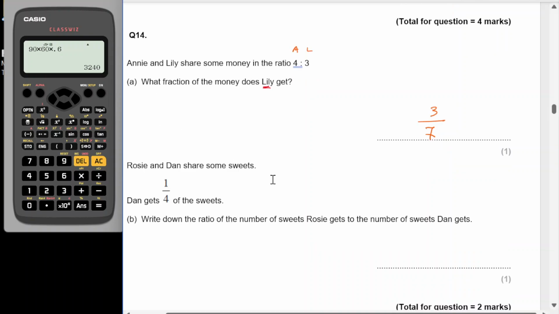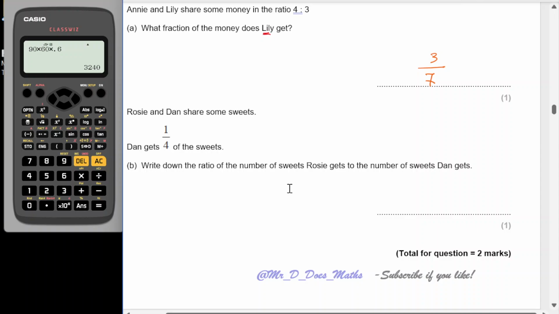Rosie and Dan share some sweets. Dan gets 1/4 of the sweets. Write down as a ratio the number of sweets that Rosie gets to the number of sweets that Dan gets. So we've got Rosie and Dan. That's the ratio order that we want. Rosie to Dan. And we're told Dan gets 1/4. So it must mean that Rosie gets 3/4. So as a ratio, that's going to be 3 to 1. That one's designed to try and catch you out, so be careful in a ratio question about the wording, the order of the group.